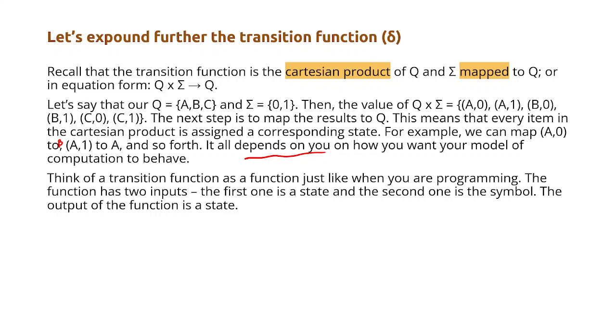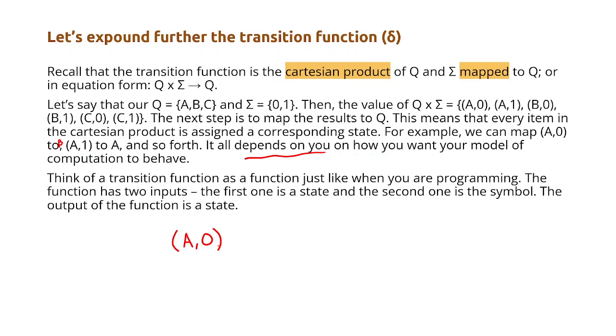So here you are building an algorithm, basically an algorithm on how to solve a problem. And of course, when you build an algorithm as the programmer, it is up to you how you want your algorithm to behave depending on the input that you receive. It's the same here. Think of a transition function as a function just like when you're programming. The function has two inputs. The first one is the state, the second one is the symbol.